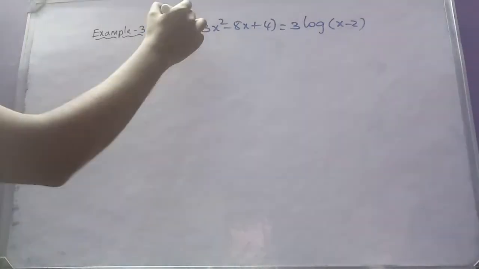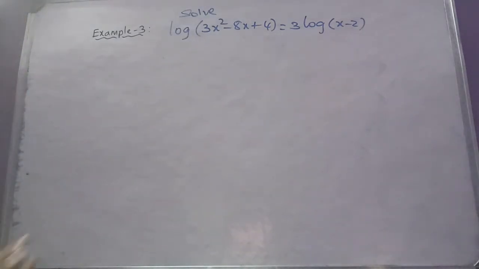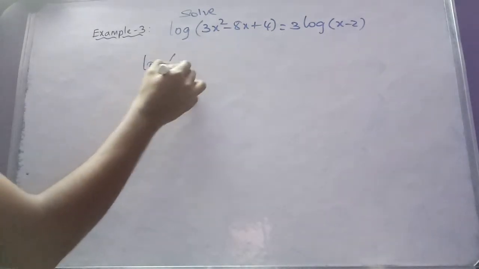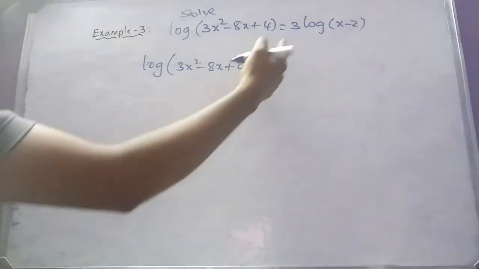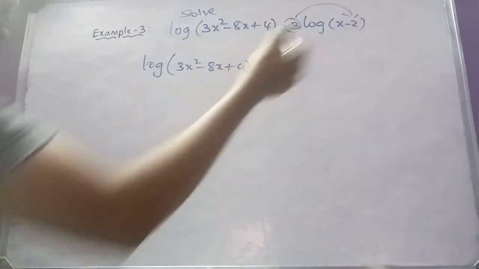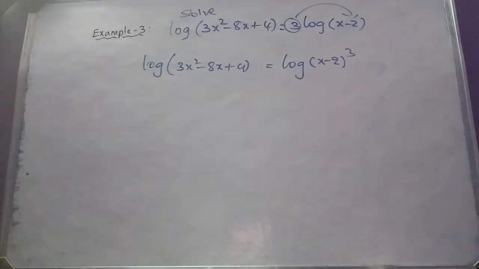So we are supposed to solve this logarithmic equation. That means we are supposed to find the value of x. So first of all, I'll keep LHS as it is, log of 3x square minus 8x plus 4. And clearly in RHS this 3 can be taken as power of x minus 2, right? So log of x minus 2 whole cube.